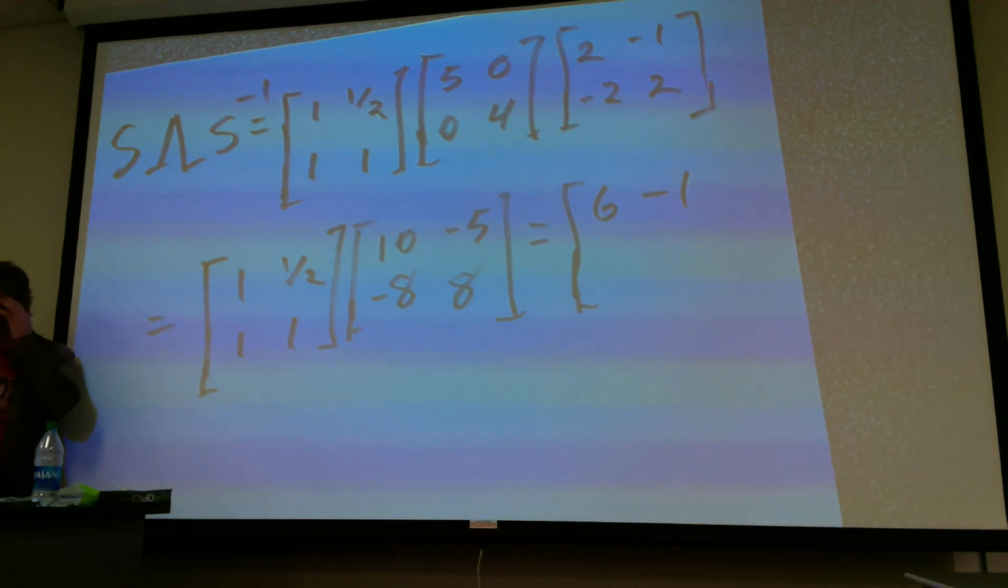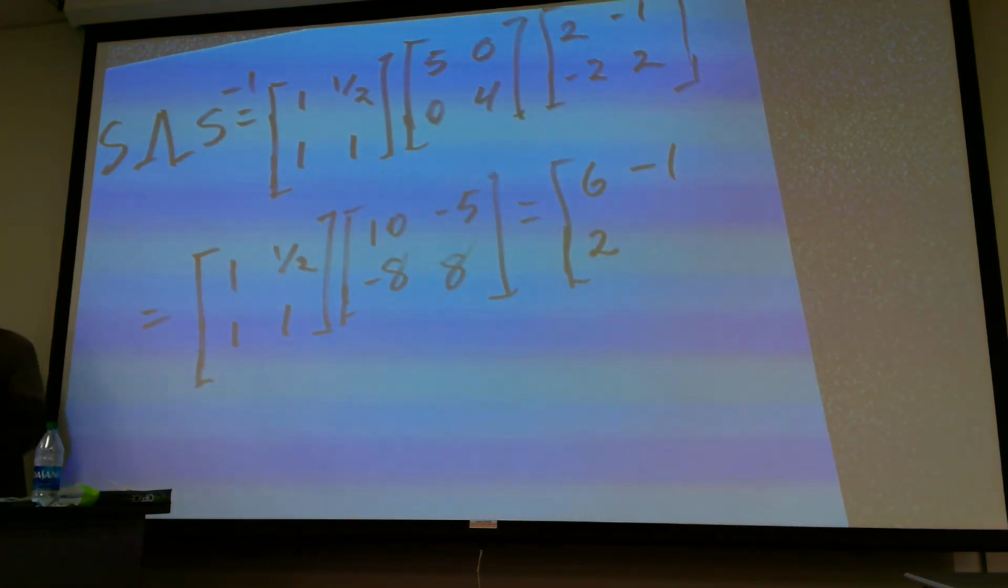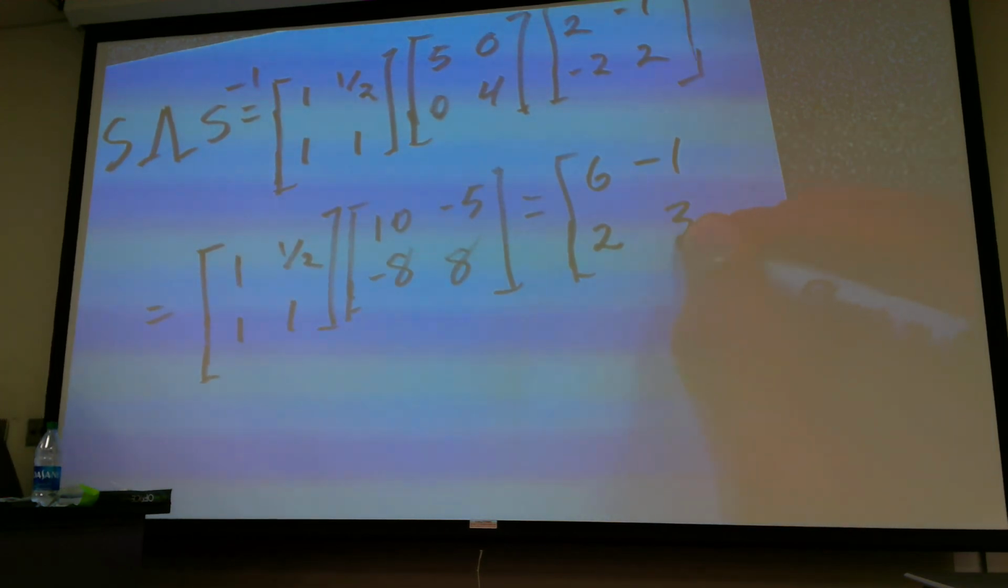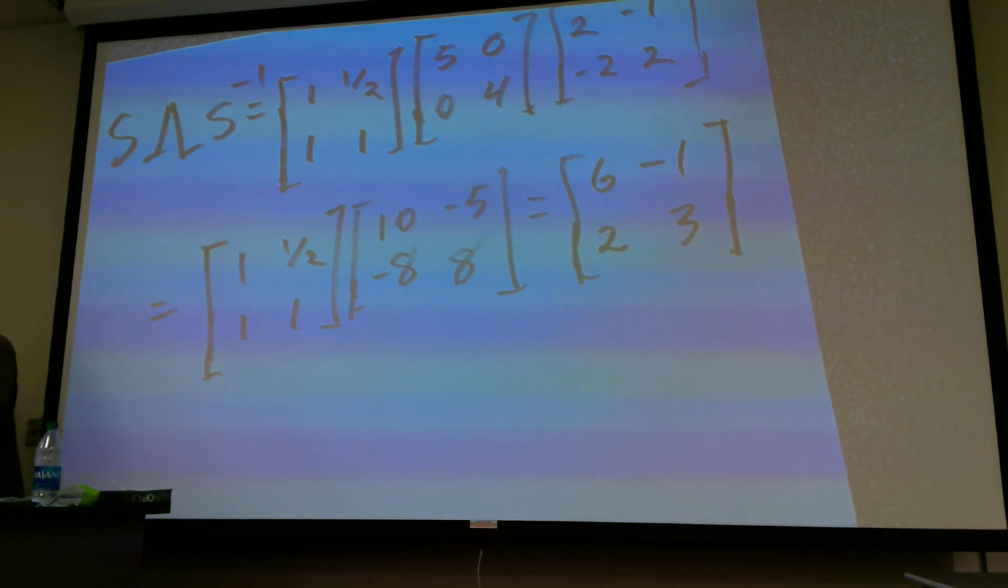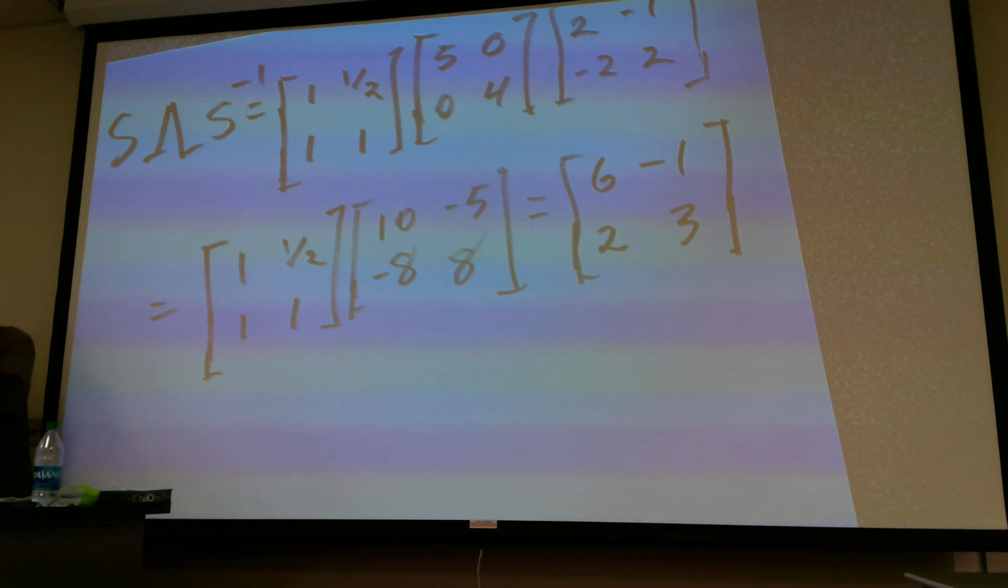Now 1, 1 acting upon 10, -8 would be just 10 minus 8, which is 2. And 1, 1 acting upon -5, 8, that's 8 minus 5, which is 3. And that's what I started with, right? 6, -1, 2, 3. Yes, so we did get back to where we started. We found the eigenvalues, the eigenvectors, S, the diagonalization, and S inverse.